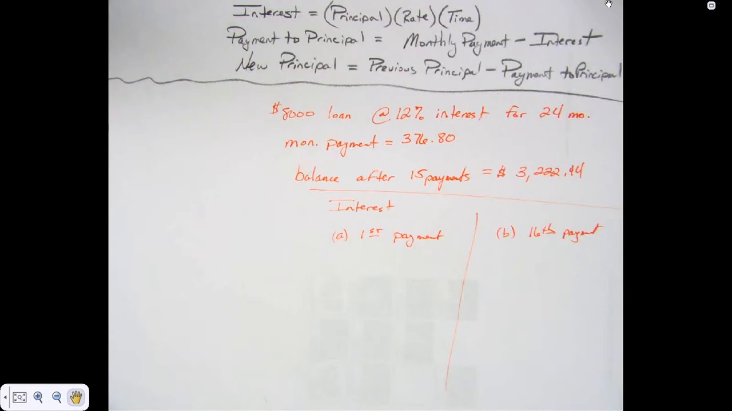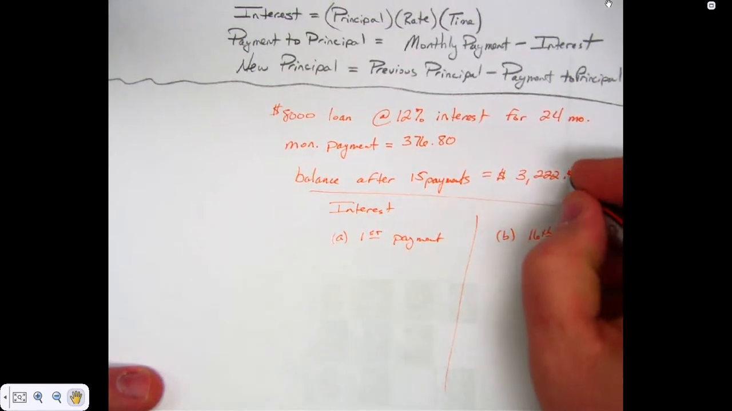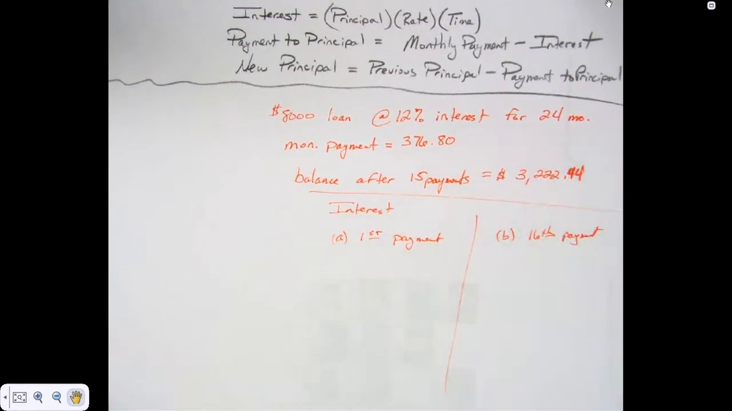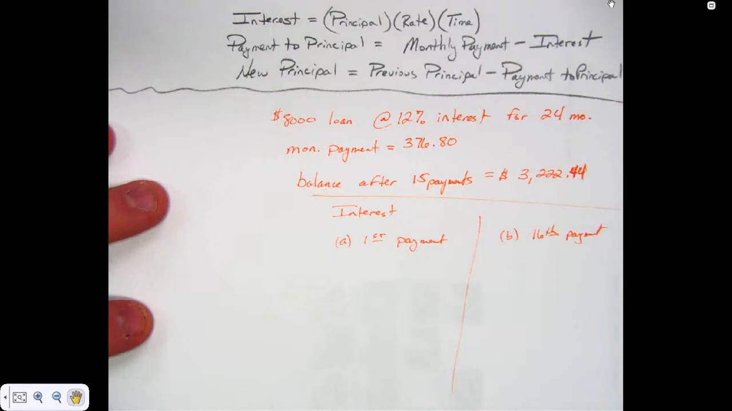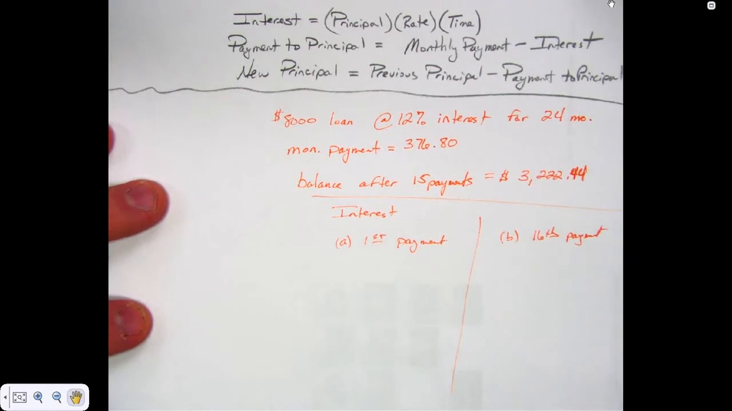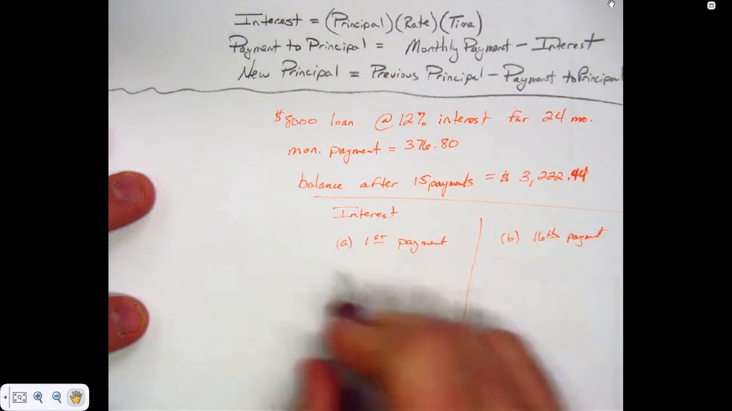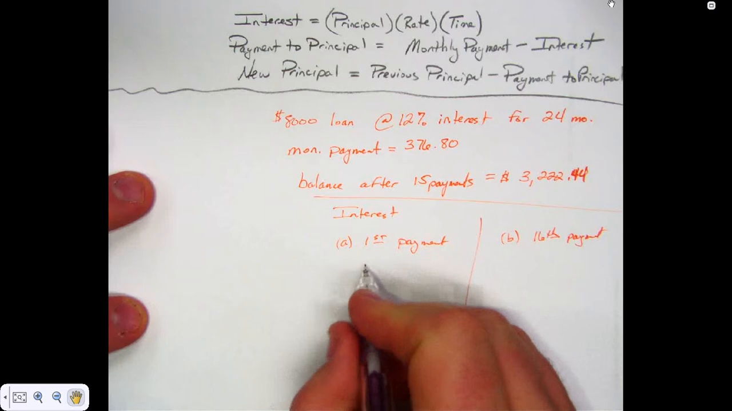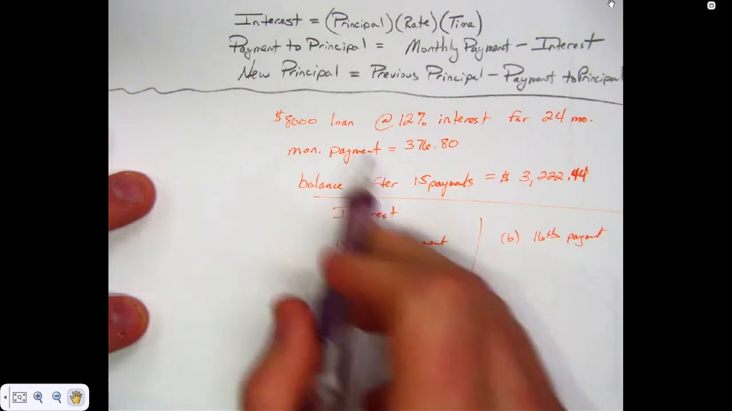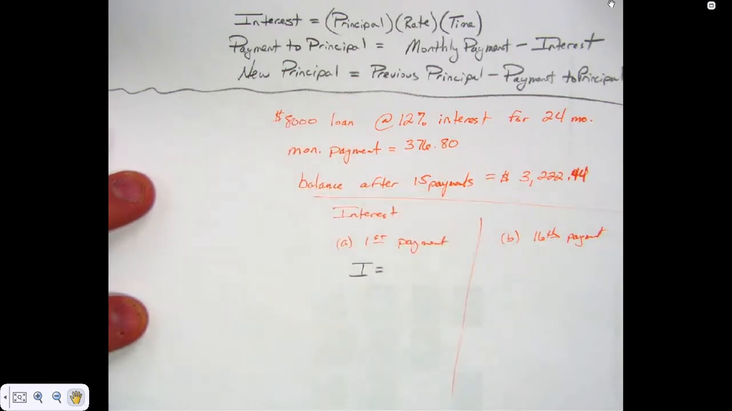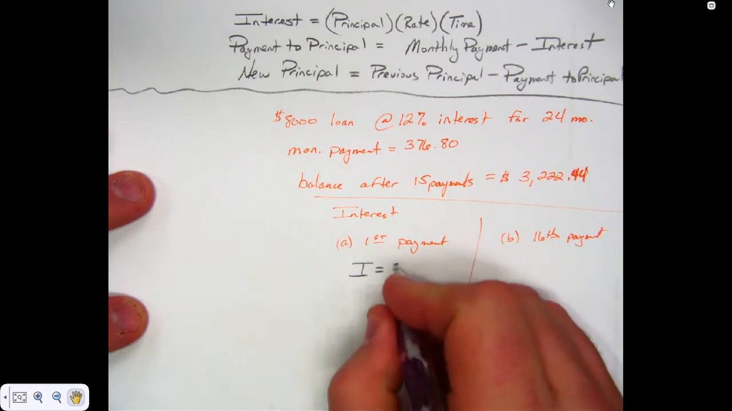How do we find interest, guys? Principal times rate times time. And the only tricky part here is the time, to tell you the truth. So to find our first payment, how much interest we paid in this first bit right here: what was our principal when we had our first payment? How much did we owe the bank? 8,000.